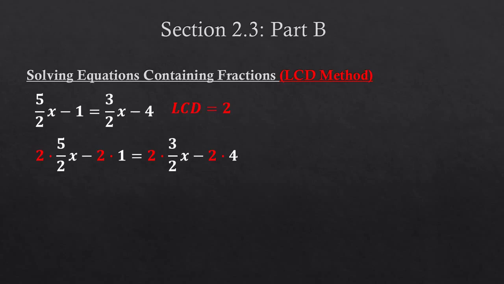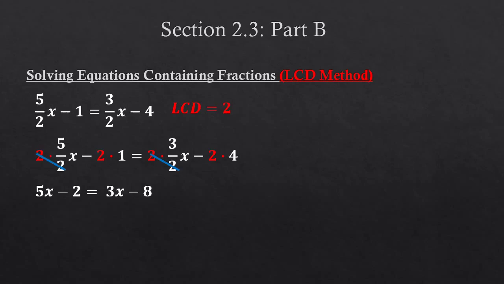After you wrote that down, go back and do the actual multiplication. As you can see, the 2's on the first term cancel out, leaving you with 5x. And the 2's on the second fraction cancel out as well, leaving you with 3x. So what you have now is 5x, 2 times 1 being 2, equals 3x, and 2 times 4 being 8. Now you can begin solving for the variable.